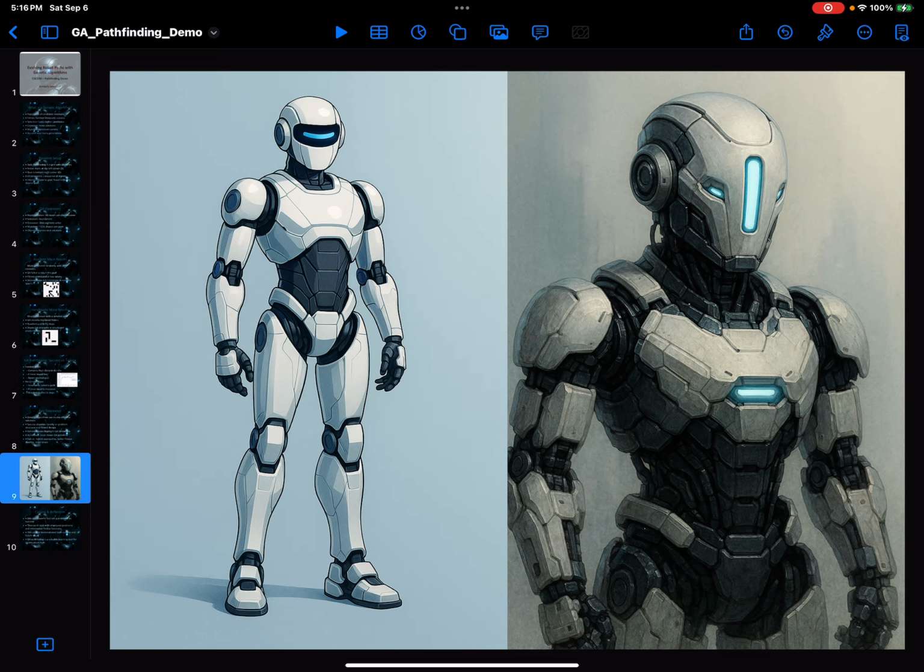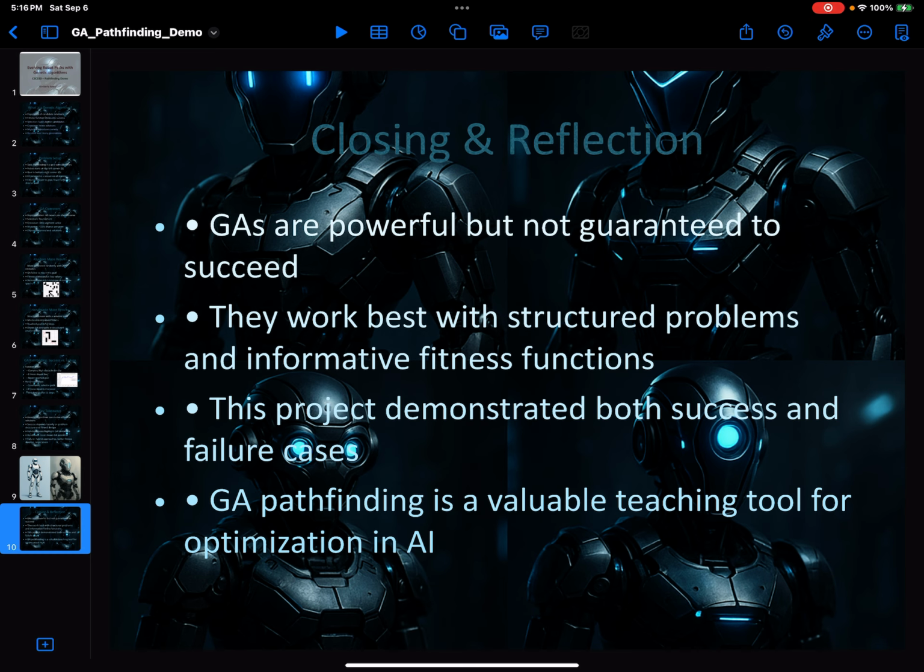In conclusion, this project demonstrated both failure and success cases of genetic algorithm pathfinding. Seeing both sides is valuable because it teaches us that GAs are not magic solutions, but tools that require careful design. They are a good fit for many AI applications, especially when exact solutions are hard to compute.